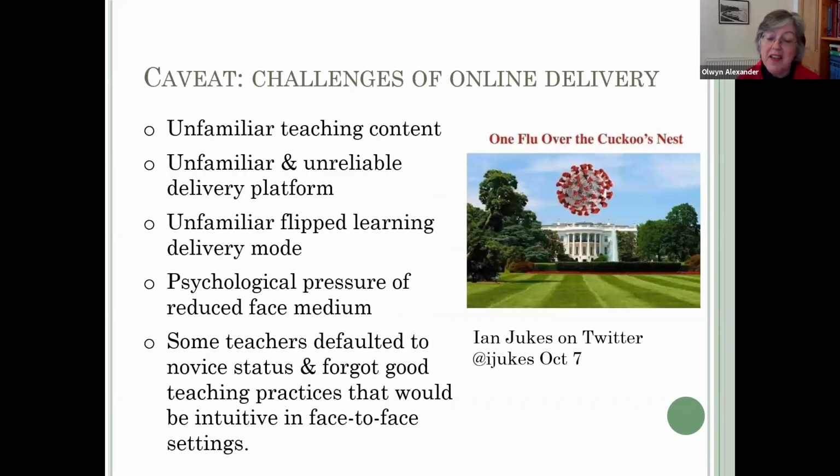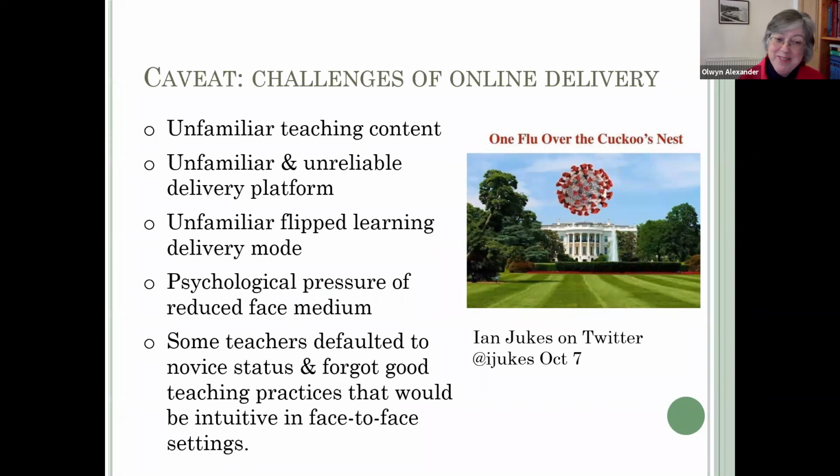So a caveat, of course. Last year was extraordinary, we all know that. And we have to realise that the data we've got is based on an unfamiliar teaching content in some cases. We had a lot of new teachers. An unfamiliar and unreliable delivery platform. We used Blackboard, it didn't always work. There was lots and lots of chat on the discussion list about that problem.